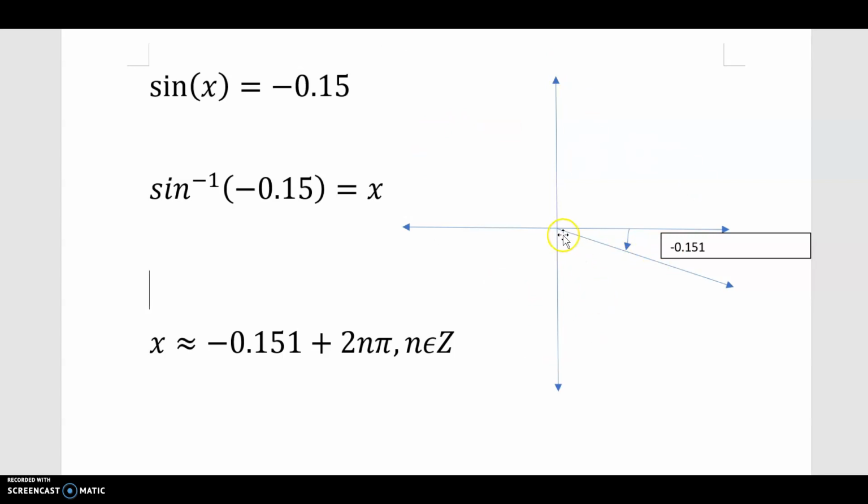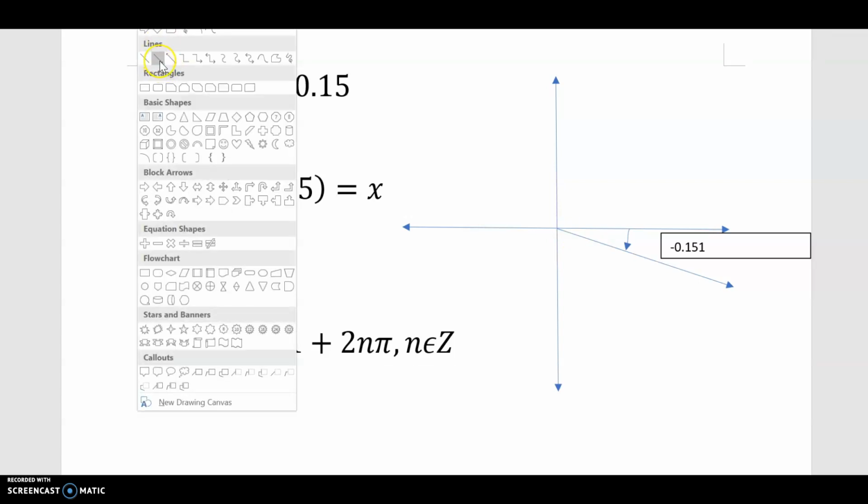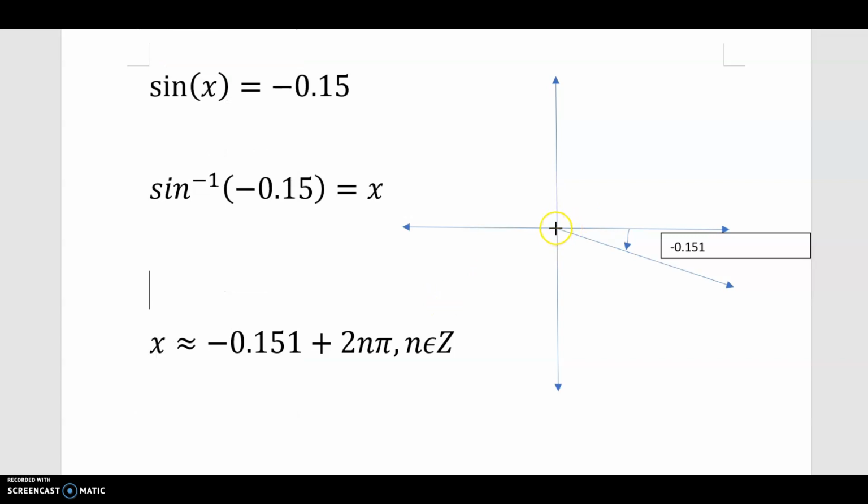But keep in mind, that only gives me one negative angle within the period of sine, which has a period of 2 pi. And sine, like we said earlier, is negative in both the fourth and the third quadrant. So what does that mean? It means that in the third quadrant, I also have an angle, and it looks something like this. Because remember, in order for two angles to share the same trig ratio, they have to have the same reference angle. What that means is that in the third quadrant, I have another angle.